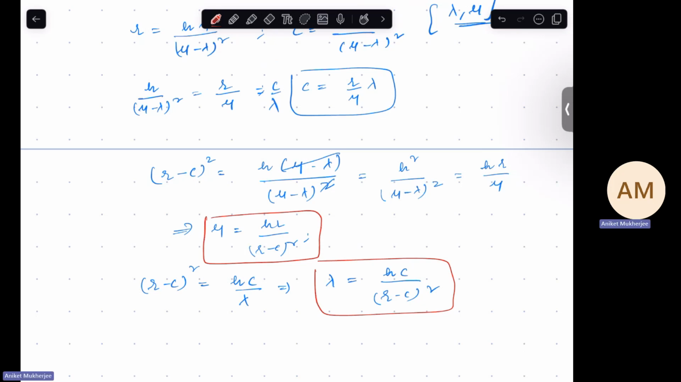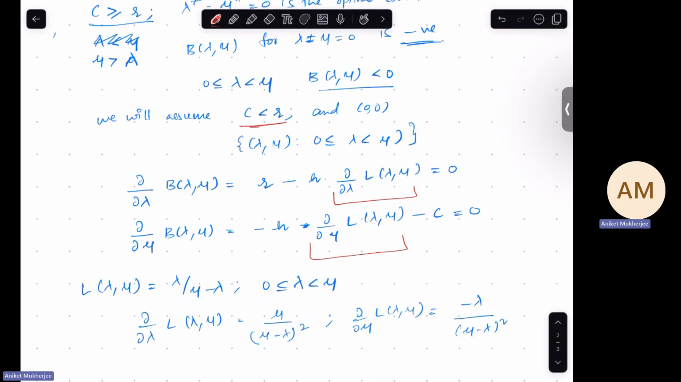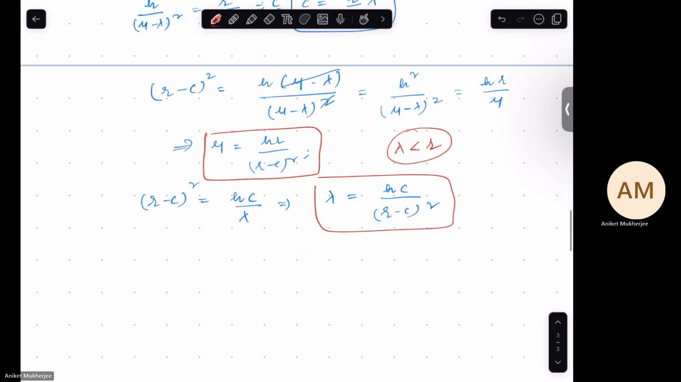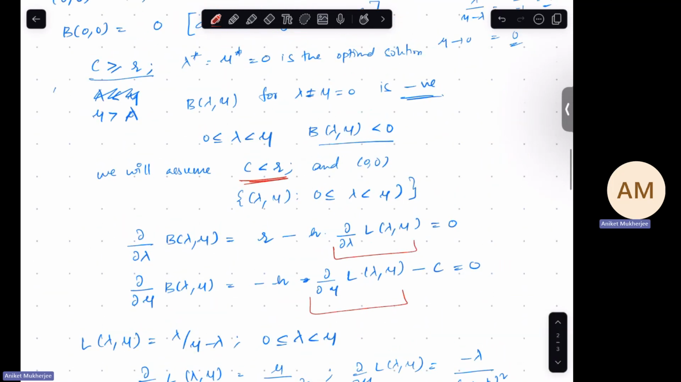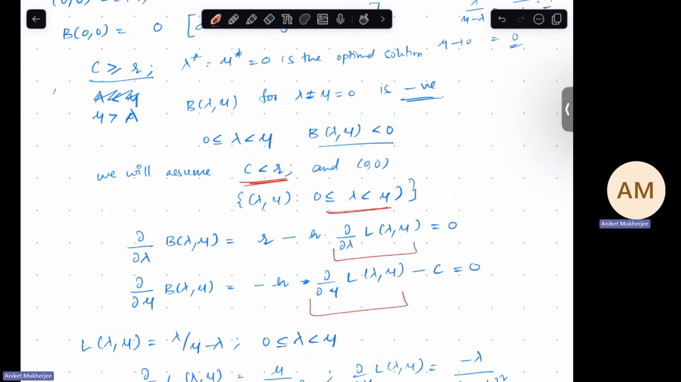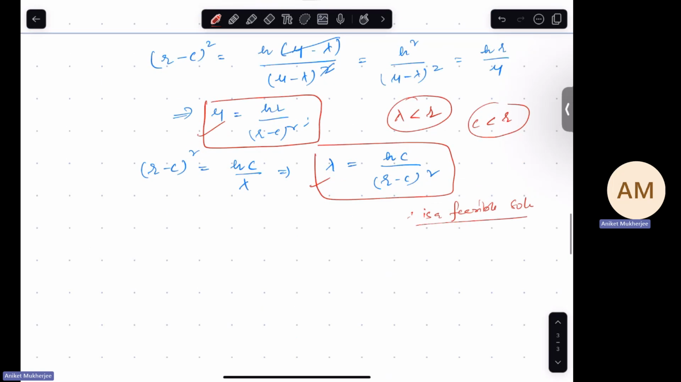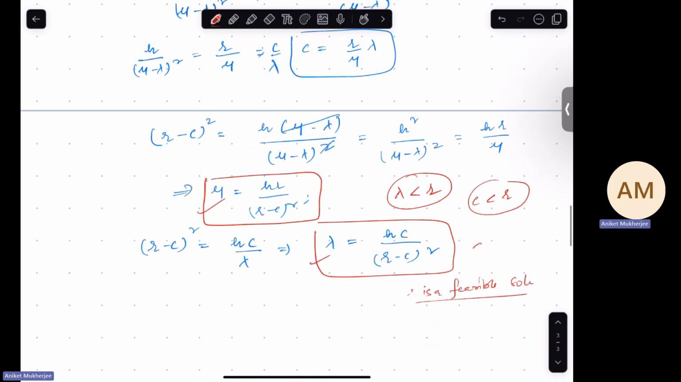So here you can see that lambda is less than R, right? And our assumption was C is less than R. So since C is less than R, lambda is also less than R. So therefore, this is a feasible solution. Feasible solution means that it satisfies, it belongs to this set, right? So if this set is yes, then these 2 points that we have found belong to the set. Yes, this belongs to the set. Okay.